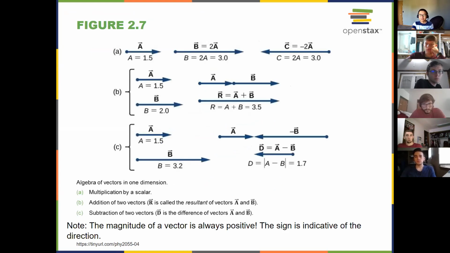So for two vectors to be identical, they have to have the same magnitude as well as point in the same direction. So these are some examples for two vectors, and multiplying a vector by a scalar.